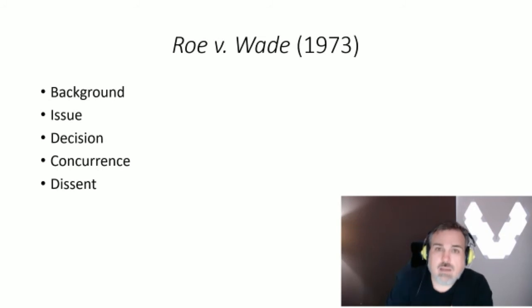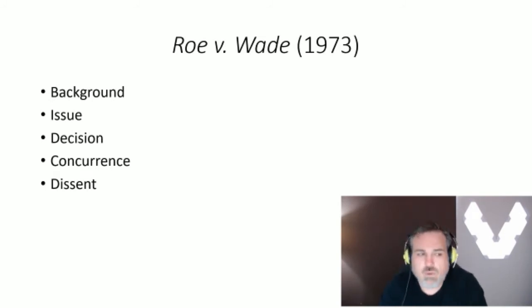Within the third trimester, this shifts. The state has an interest in the life of the fetus at this time because the fetus is now viable outside of the womb. And thus, the state can prohibit abortion entirely at this time if it chooses, although the state can still maintain an interest in the woman's health.